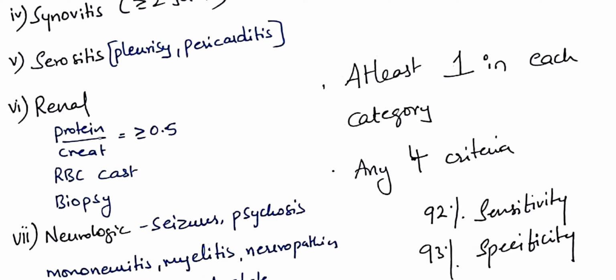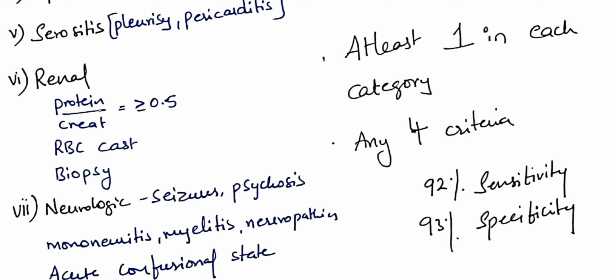Coming to renal, there is the protein creatinine ratio, through which we can know the degree of renal impairment or renal dysfunction. If it is more than or equal to 0.5, it can be considered as one of the criteria, and if the patient's urine has RBC casts, it will be one of the criteria.